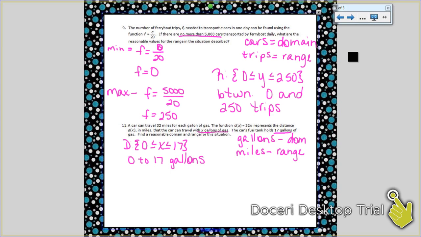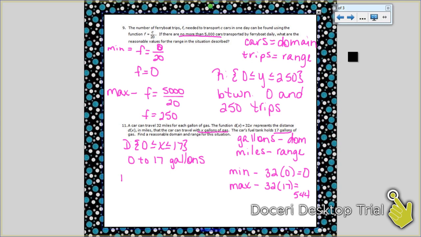Now for the range we're going to have to use the function like we did before. Our minimum in our domain is 0, so we would have to do 32 times 0 because our function is 32x. And so our minimum would be 0 miles. If you have no gas, you can go nowhere. So 0 gallons is the same as 0 miles. Our maximum, though, is that 17 gallons. And so I can go 32 times 17, which is 544. So my maximum number of miles is 544.